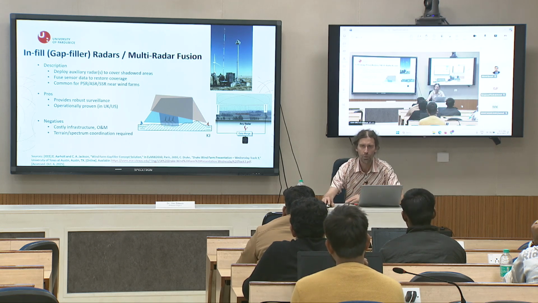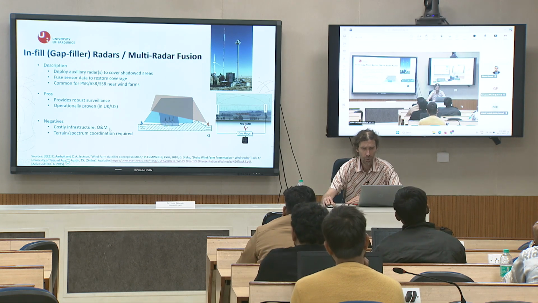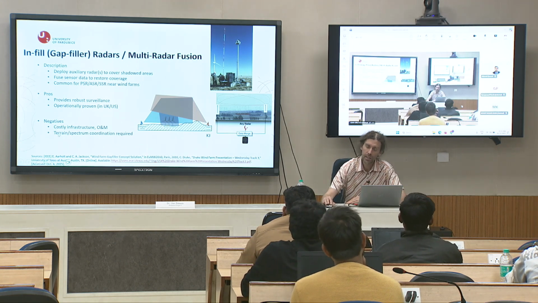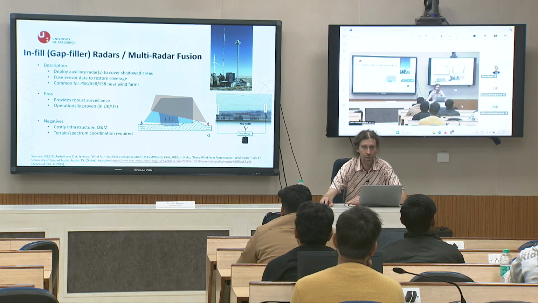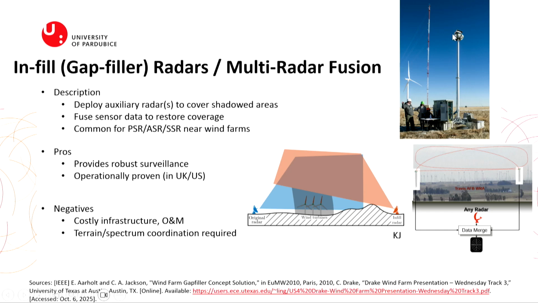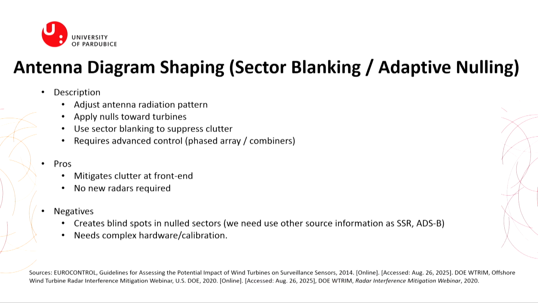It could not be only for wind turbines. It is costly, and it also requires terrain and spectrum coordination. Why? Because you place a new radar, so new transmission, new permissions, everything new. And look, there is an example of an installation of this. It is infill radar, there is one and a second, and it covers this wind farm from both sides, and you can see it. But expensive. It is exactly two radars.